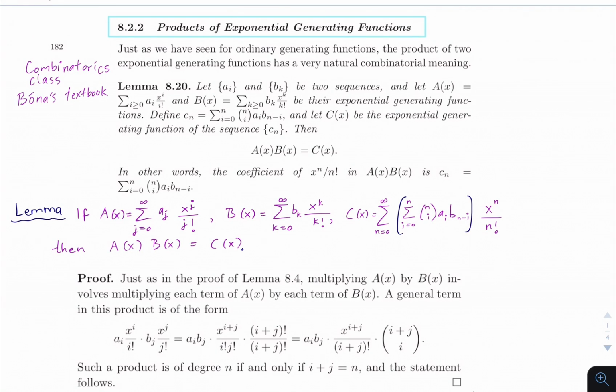Hello, so this lecture would be for the Combinatorics class based on bonus textbook section 8.2.2 on products of exponential generating functions. So this would be very similar to the products of ordinary generating functions. First, we have a lemma.